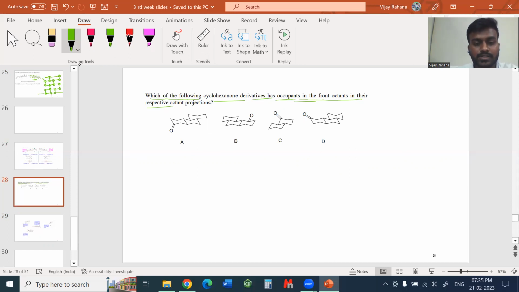So as we already saw, since we are looking at the carbonyl carbon, we are looking from this side of the plane, right? So in maximum cases, the chair and all parts go to the back side, right? So here we need to identify which part is on the front side. So we need to find an example of front octant.